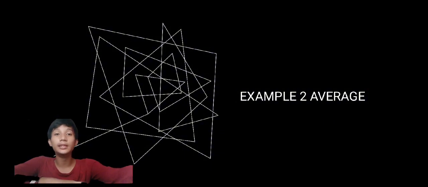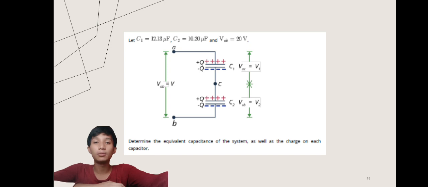Let's go on to example number 2, the average level. In this example, we need to determine the equivalent capacitance of the system as well as the charge on each capacitor.